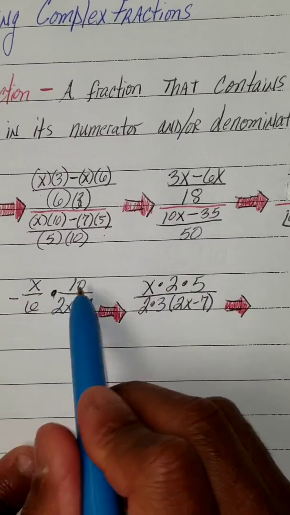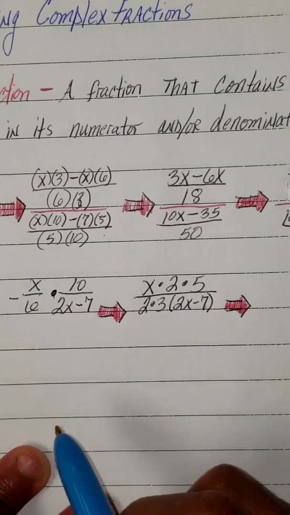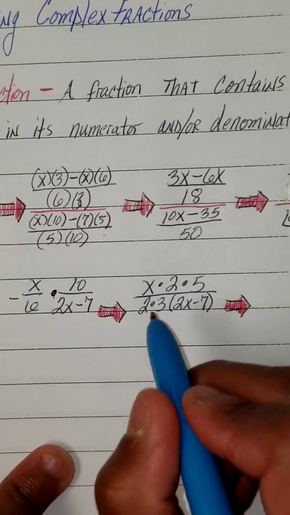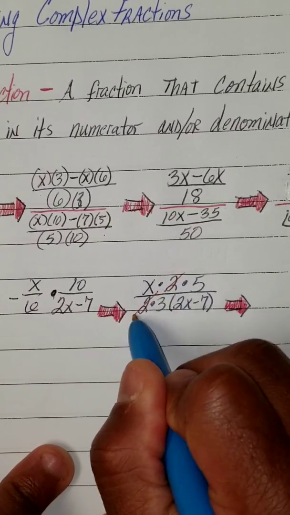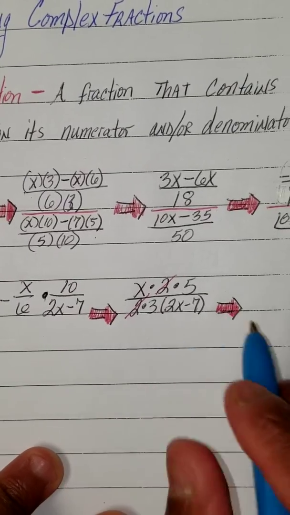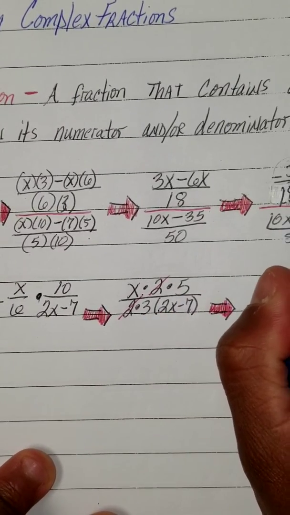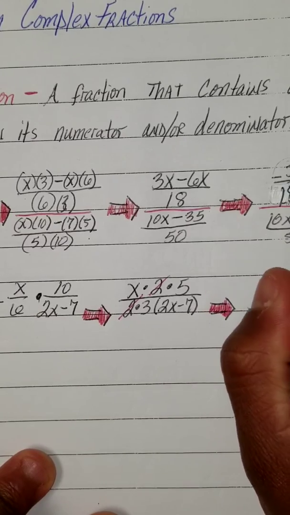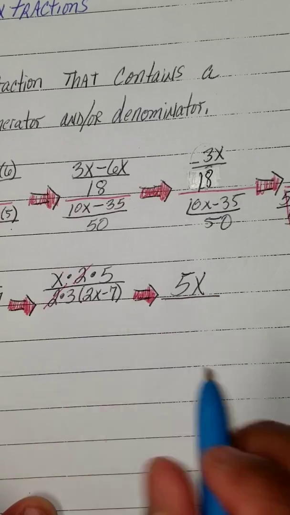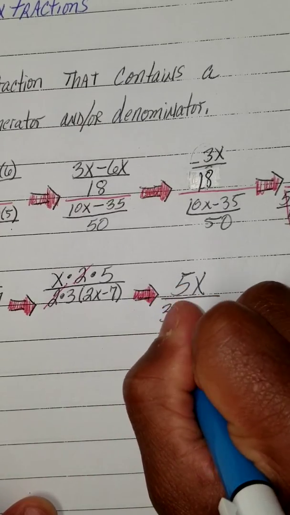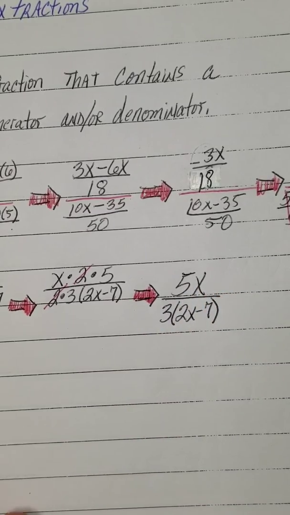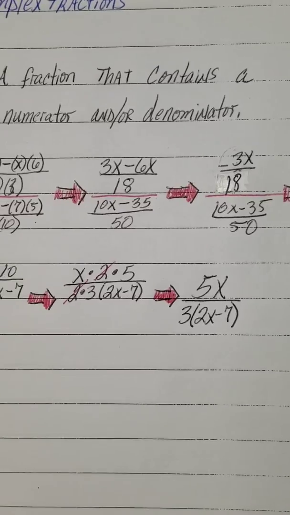Some of you guys may say, okay, you could have just reduced this. That is correct. You will get the exact same answer. However, for the sake of the video, I'm showing our common factors. In this case, I can divide out my common factors. What I'm left with is my final answer. In this case, I'm left with 5x in my numerator, and in my denominator, I'm left with 3 times 2x minus 7. Guys, that's our final answer here.